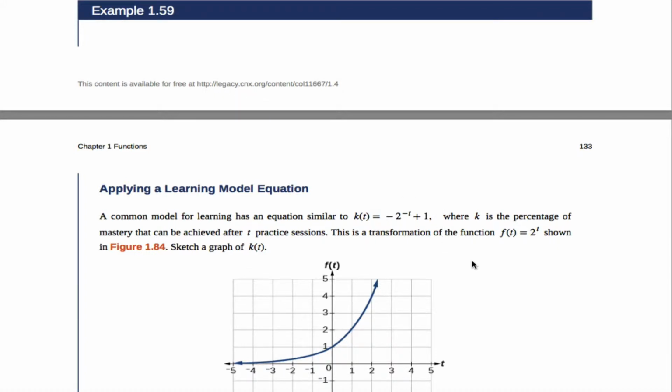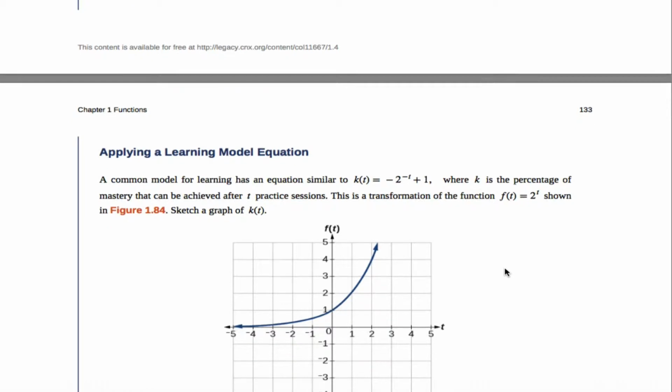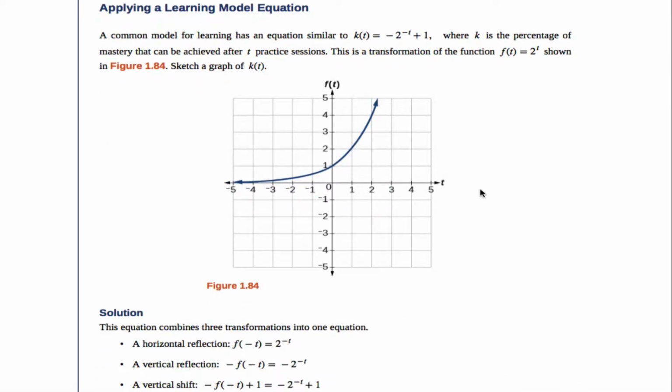1.59 from Precalculus OpenStax. Pretty challenging problem, which is why I wanted to make sure that I did it. What's going on here is you're not starting with one of the functions from your toolkit as your starting spot. You're instead starting with this graph right here, and you're told that this is the graph of f of t equals 2 to the t power.